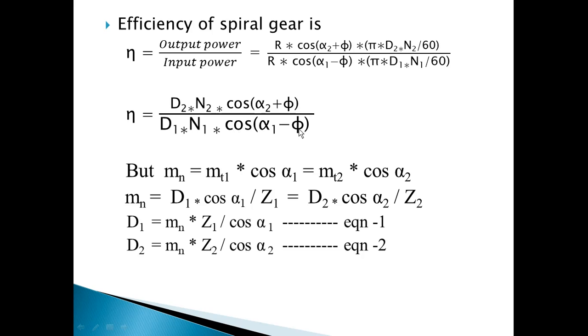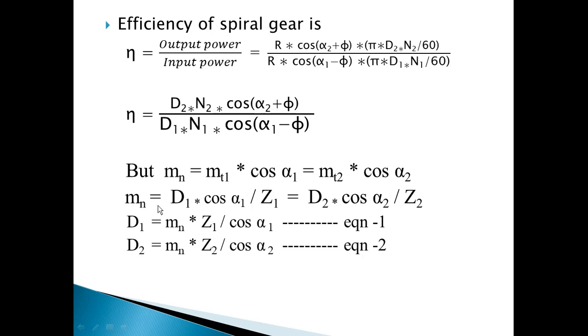Over here you can find that no single force is there for finding the values of efficiency. Otherwise power is there, but power has been replaced with the help of some dimensions, that is, the pitch circle diameters d2, d1 and the rpm n2, n1. And alpha 1 and alpha 2 and phi. Alpha 1 and alpha 2 are nothing but the spiral angles for gear 1 and 2, and phi is the friction angle for that gear.